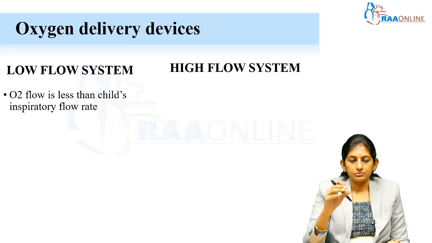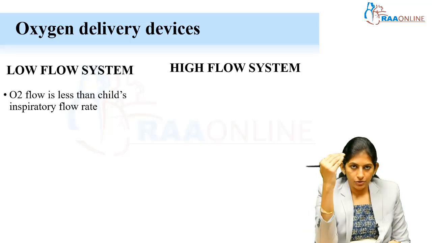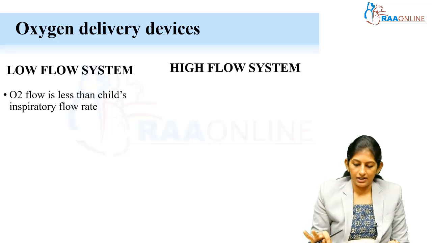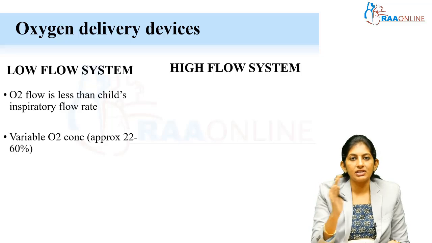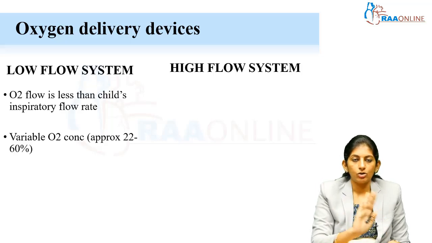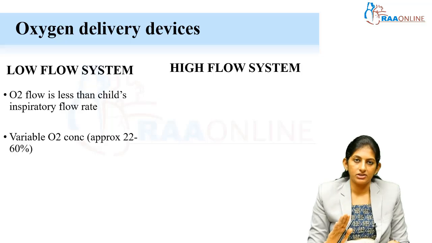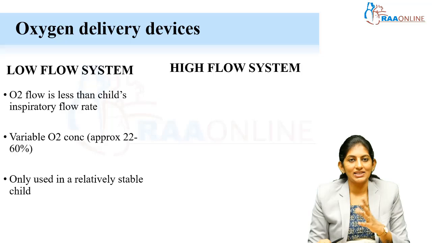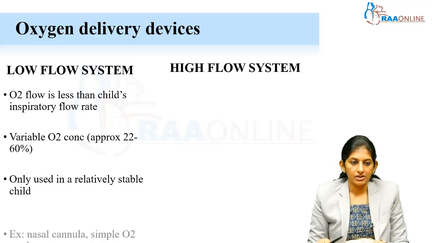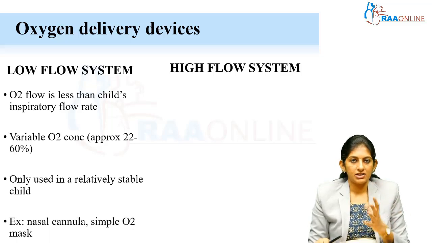Low flow means the child's inspiratory rate: if you are going to start a system which is less than the child's inspiratory rate, or you are aiming at an FiO2 of less than 60% only. I don't want more than 60%, which means it is a low flow system. Examples of low flow systems: nasal cannulas, nasal catheters, and simple face mask are all examples. So a nasal cannula and a simple oxygen mask or a Hudson mask is going to be a low flow system. Whereas a high flow system is more than the child's inspiratory rate.